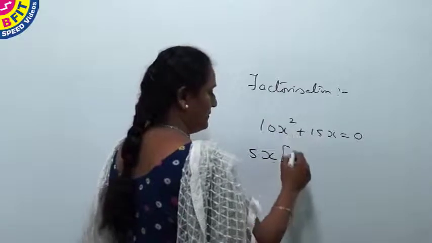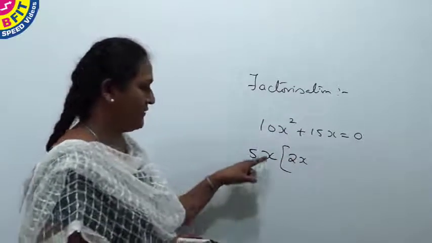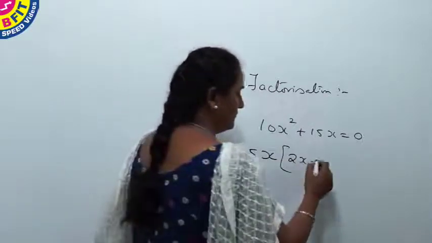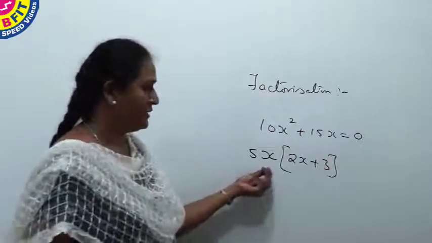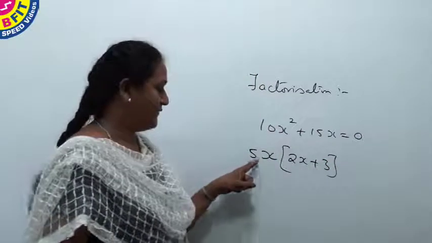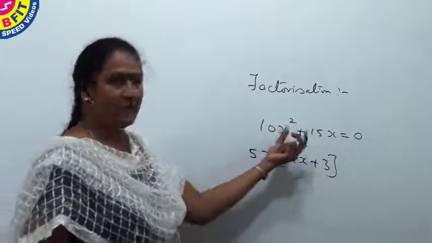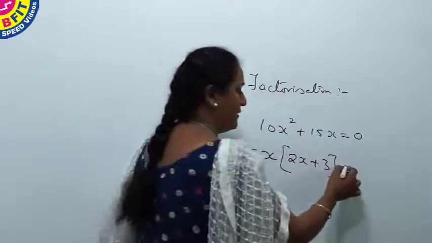The number left out is 2x. When you multiply 5x and 2x, you get 10x square. And as we have taken 5x out, 3 remains. Multiplying 5x and 3, we get 15x. So we have given this equation in a product format, that is, we have factorized this equation.